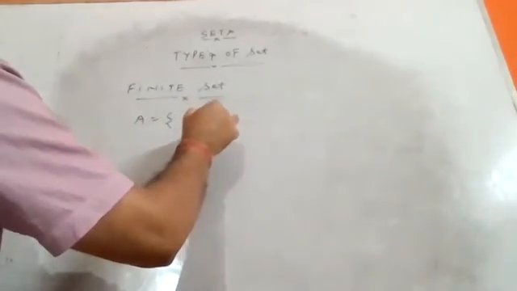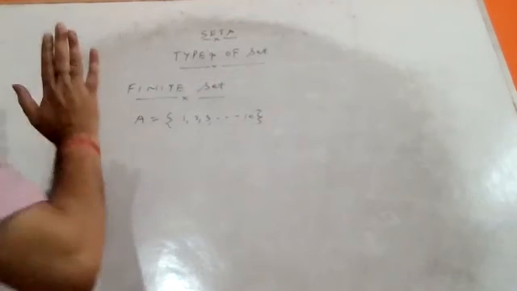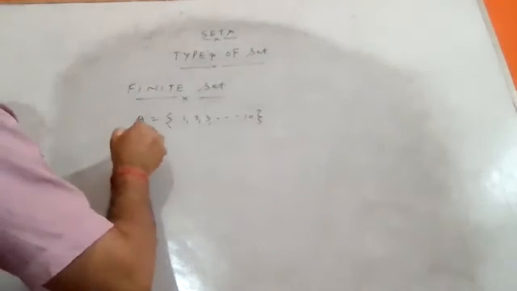For example, the elements are 1, 2, 3, dash, dash, dash, last is 10. You can say there are 10 elements because the last element is known. Or we can say that in 11th standard, 11th science, there are 18 students. This is a countable number. If the elements are countable, then the set is known as a finite set.